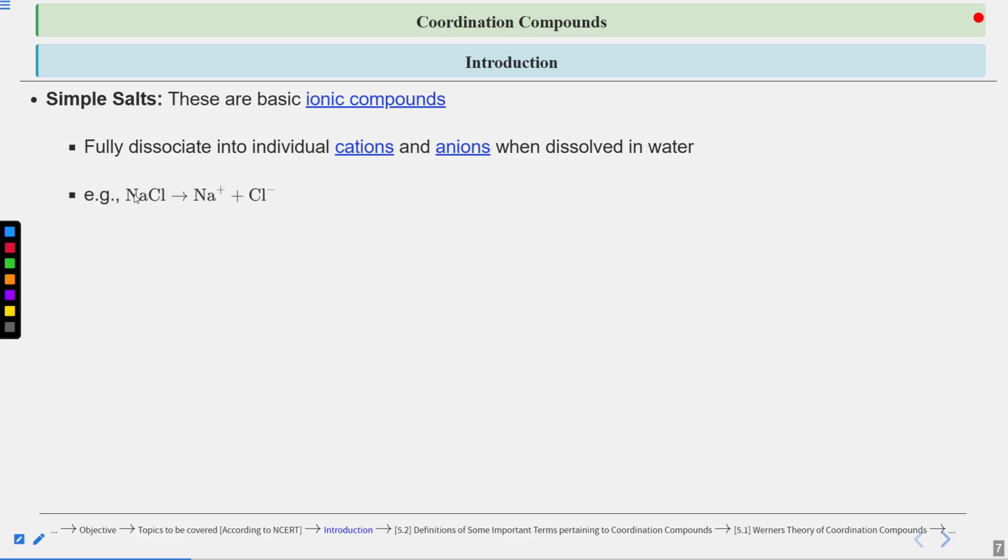For example, if you take NaCl, which is considered a simple salt, when you dissolve it in water, it will dissociate fully into cations and anions, like Na positive and Cl negative.